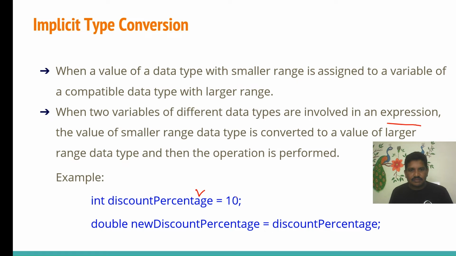For example, here this is automatic type conversion. This is an integer, and the value assigned is 10. Then another variable, new discount percentage, equals discount percentage. Because it is an integer and this is a double, the integer is converted to double. Then the value is 10.0. It is called automatic type conversion.